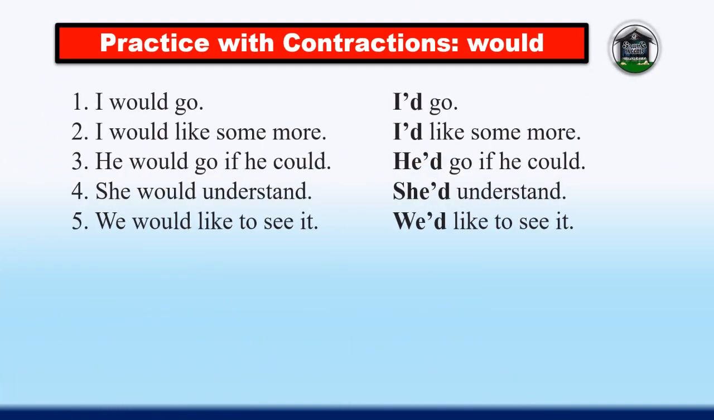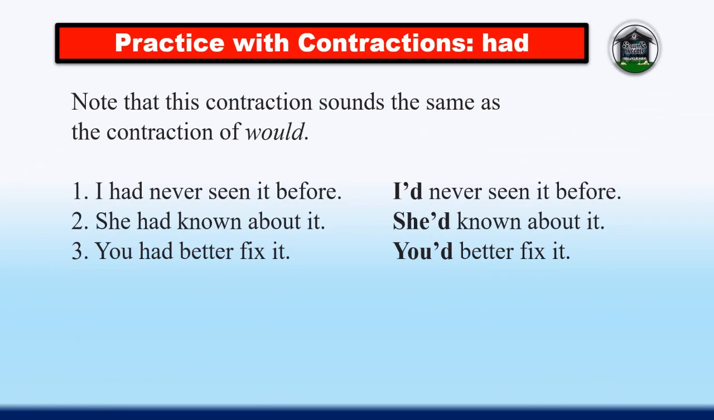Contractions with would. I'd go. I'd like some more. He'd go if he could. She'd understand. We'd like to see it. Contractions with had. I'd never seen it before. She'd known about it. You'd better fix it.